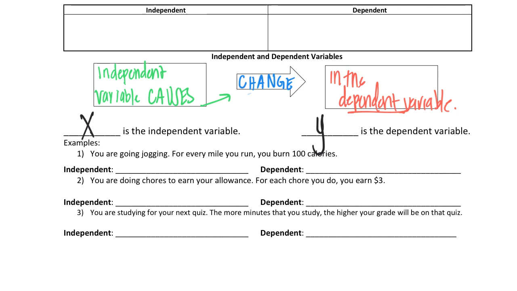The independent variable, what is causing the change? That would be the number of miles you run. That is affecting something. The more miles you run, what's going to change? The number of calories you burn. Pause the screen and try out those next two on your own.